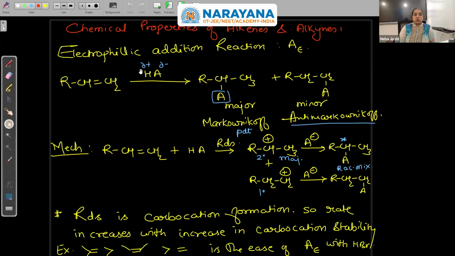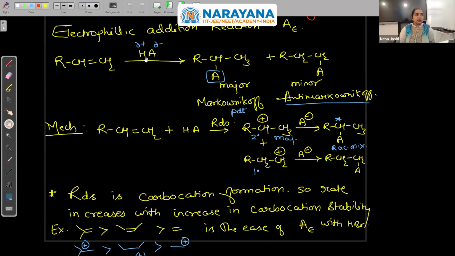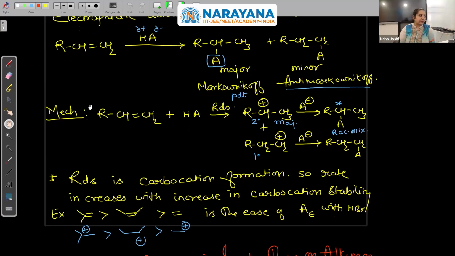Electrophilic addition reaction is what they will show because they are pi electron dense systems, right? So general electrophilic addition, first we'll study that HA is there. A will attack at a more substituted carbon or a less substituted carbon. More substituted carbon is called a Markovnikov product and is major. Less substituted carbon attached is anti-Markovnikov product and is minor.